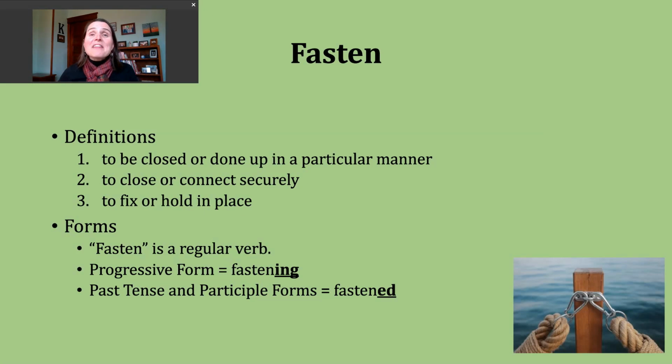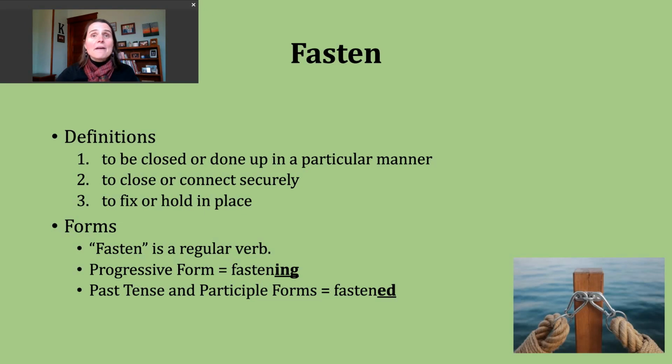You should know that the verb fasten is a regular verb. To make the progressive form, all you need to do is add ing to form fastening. The past tense and participle forms of this verb can be made by just adding ed.